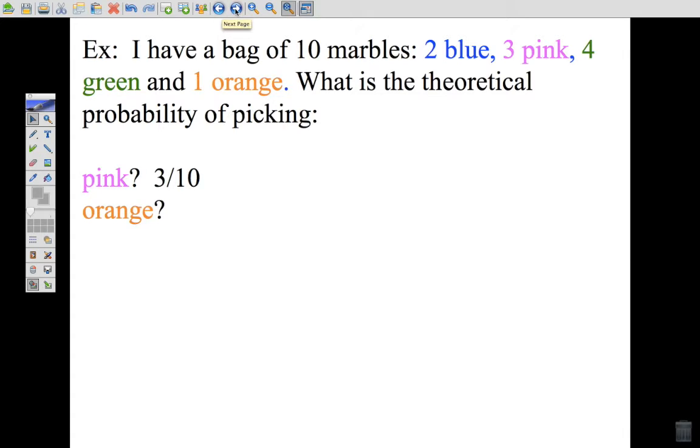What is it I wanted? I wanted a pink marble. There were 3 possible ways I could pull out a pink marble. And then there were 10 total marbles in the bag.